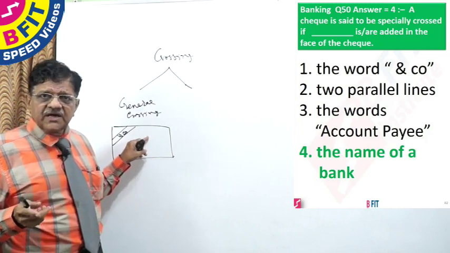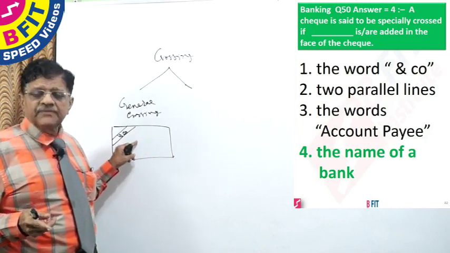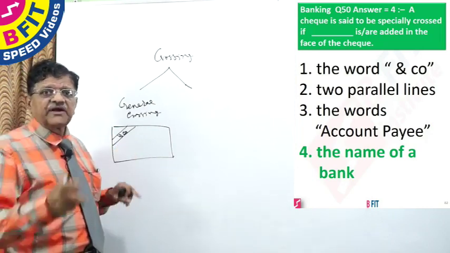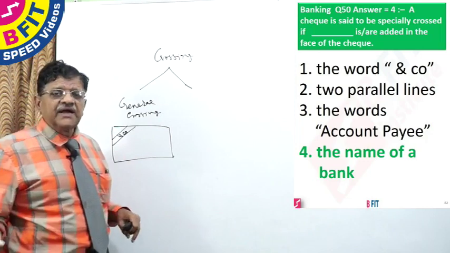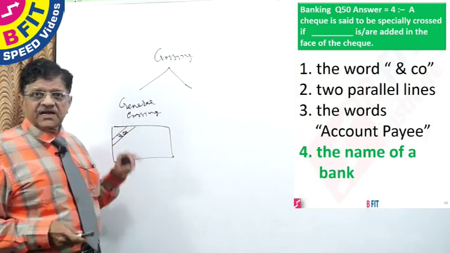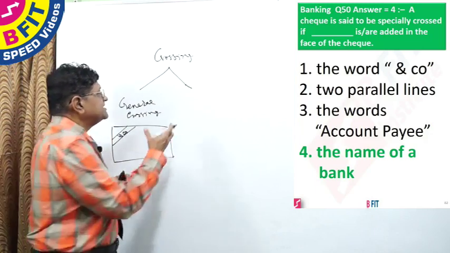What is the advantage? Whenever a check is crossed, you know who has received the money. You will be able to trace him at any point of time in future. In case of fraud, within days you can trace that fellow. This is called a general crossing. Now the question is, what is a special crossing?